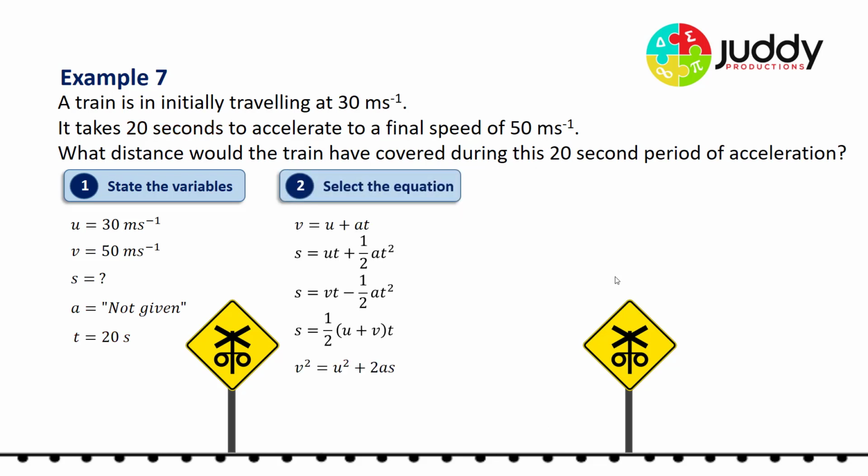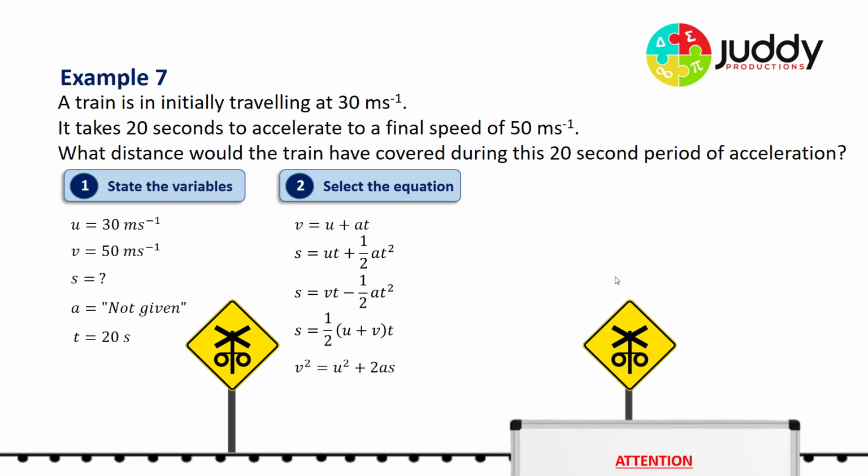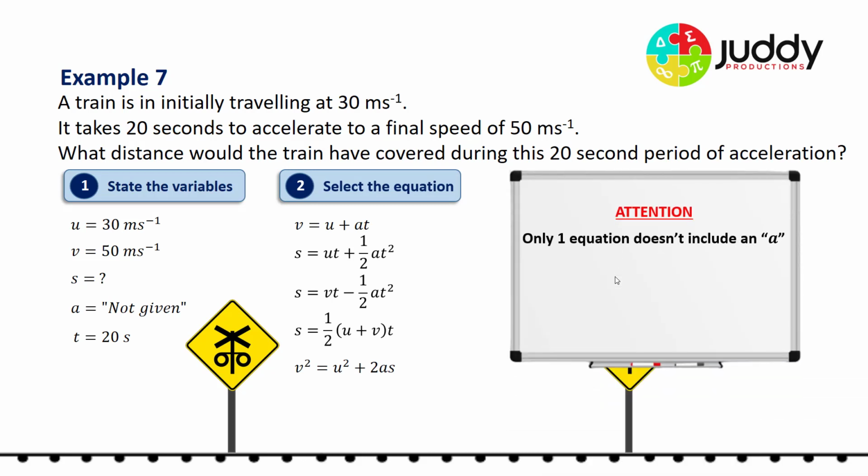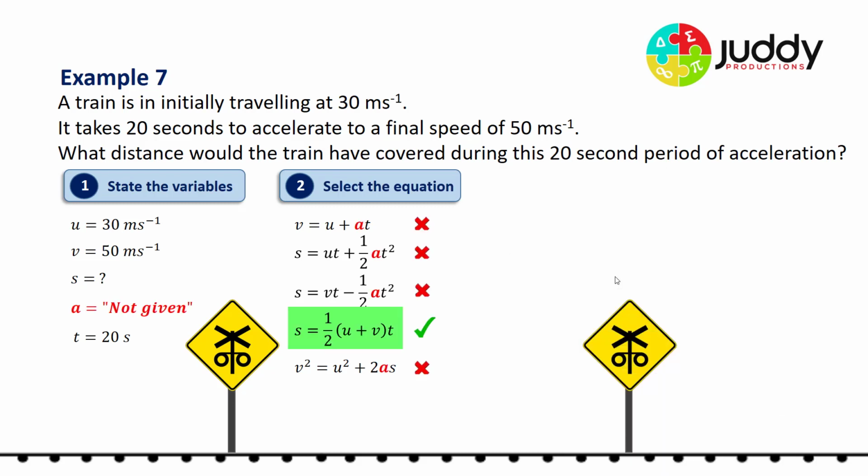Let's select the equation. We have our 5 equations of constant acceleration. We are looking for the one equation that does not include the a. So only one equation doesn't include an a. And that, of course, is s equals a half in brackets u plus v close brackets t. So we're going to use that equation.